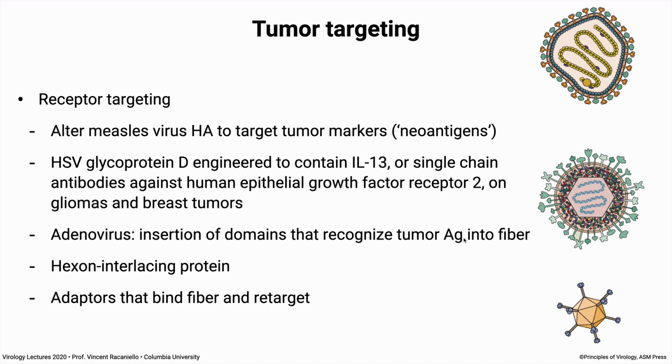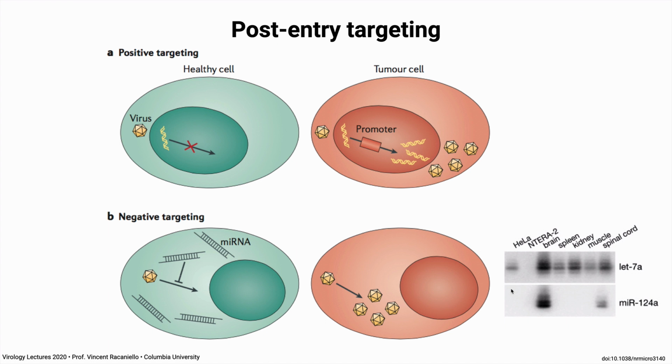For adenoviruses, you can insert domains that recognize tumor antigen into the fiber, so it will just bind to tumor cells. You can add hexon interlacing proteins that have the same effect, or even put adapters that bind the fiber and retarget it to another protein, so you don't have to modify the fiber itself. So there are many ways that we can have a virus bind to something specific to a tumor cell, which, of course, the important thing there is to find it first. But then once you do, you can make a virus that will target it. Two other things you can do fall under the umbrella of what we call post-entry targeting.